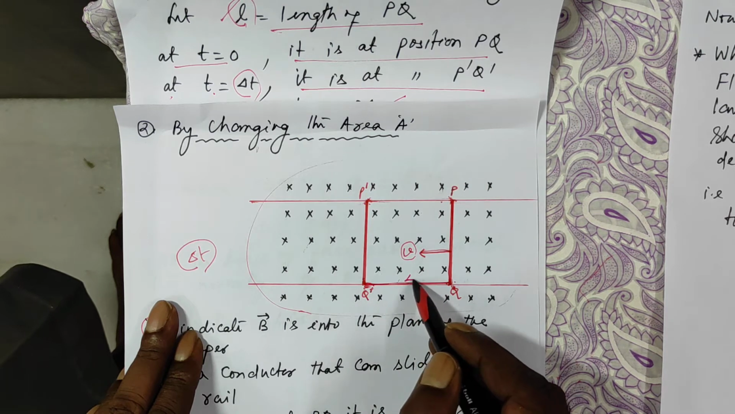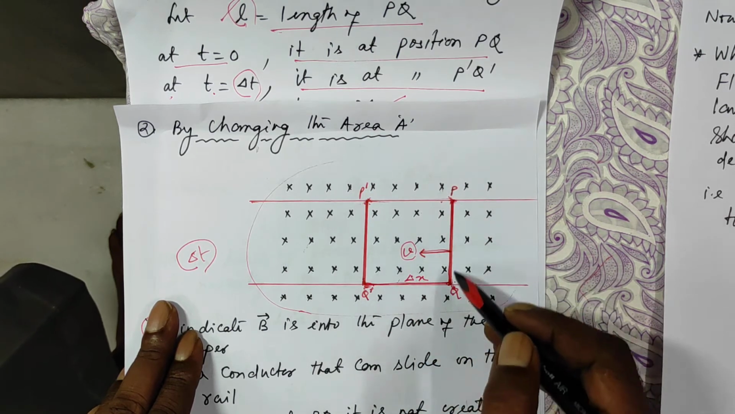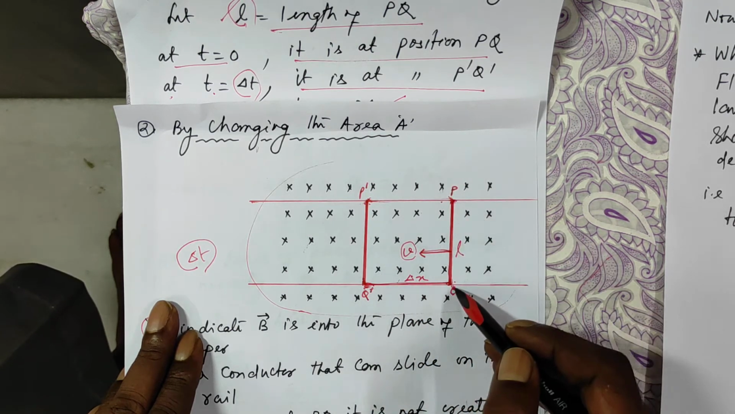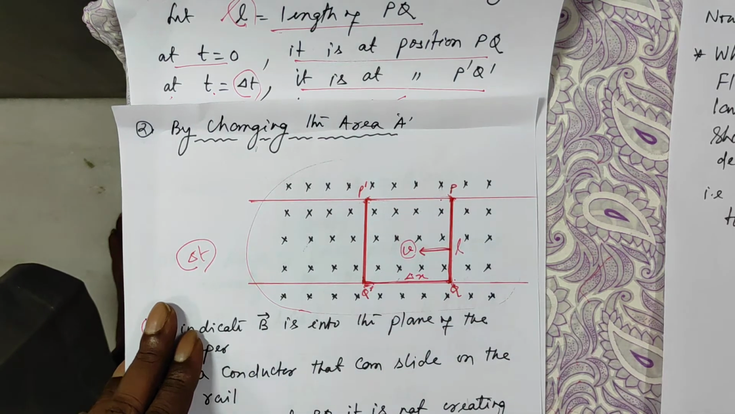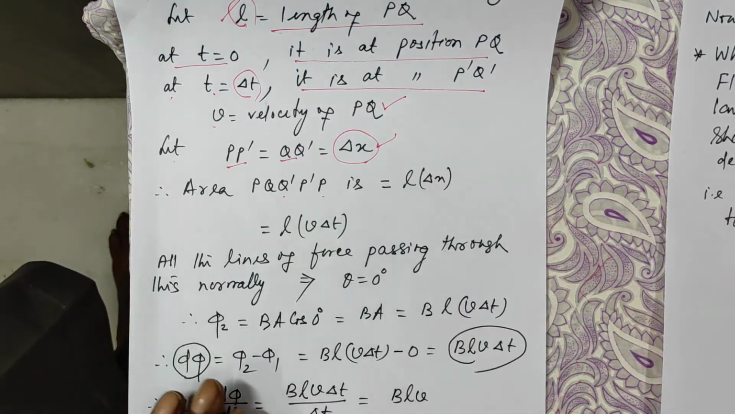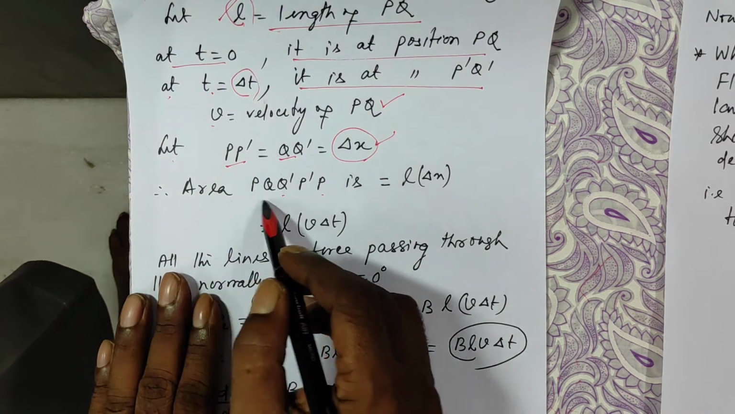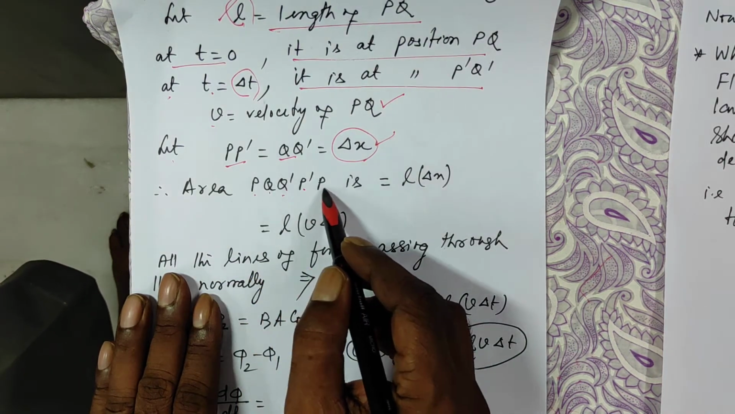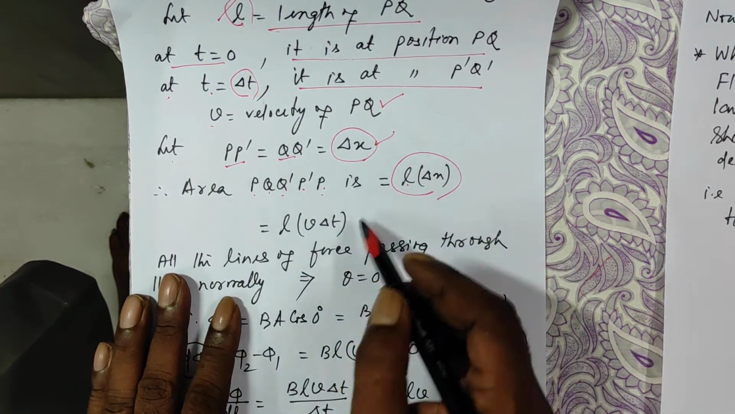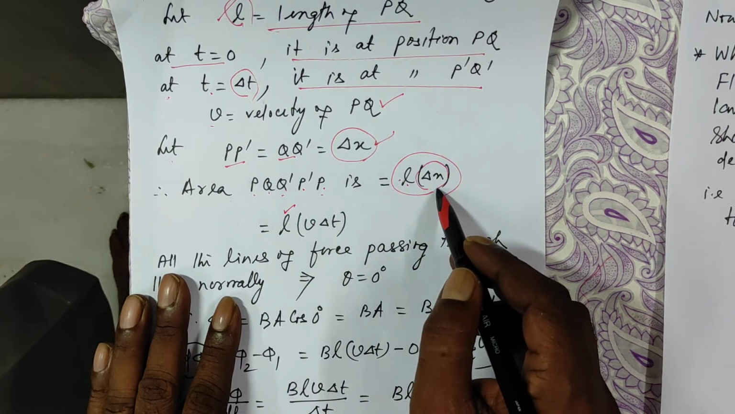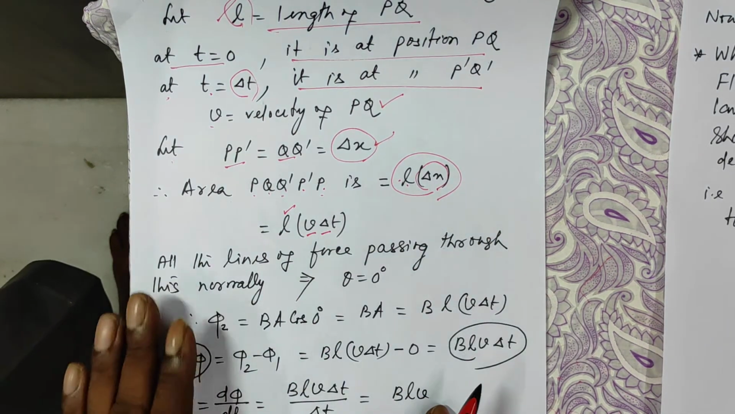From here to here I have taken it as delta x. From here to here I have taken it as L. So it will be L into delta x, the area. So the area Q dash P is equal to L delta x. L remains as L, delta x is the distance, that will be equal to speed into time.